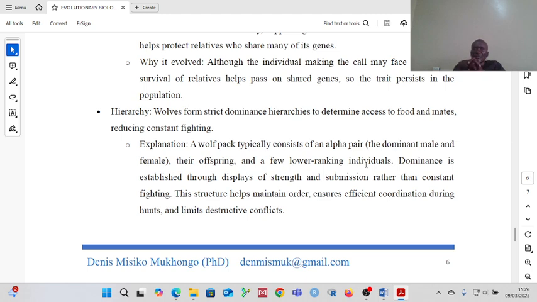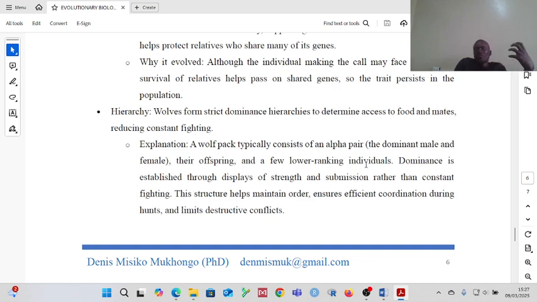So a wolf pack, that's a group of wolves, will typically consist of an alpha pair, the dominant male and female, then their offspring, and a few lower ranking individuals. So the dominant male and female are the ones who are moving around now with their offsprings. Then there will be fewer lower ranking individuals. The alpha pair, that's the highest, that's the most dominant pair within the pack of wolves.